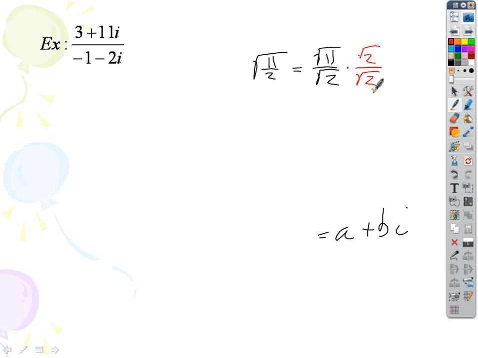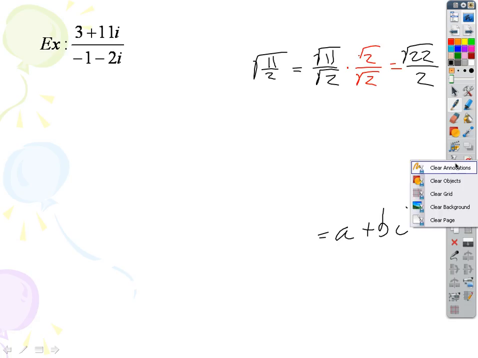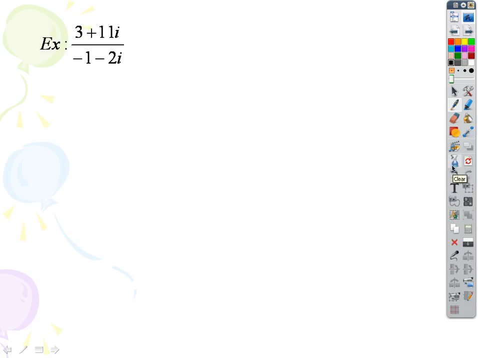Now, how do we do that with these guys? A little different. Instead of multiplying the top and bottom by a square root, we're going to multiply the top and the bottom by the complex conjugate of this number. So it's going to be the same complex number, only with a different sign between a and b. Here I've got a minus sign, so I'm going to multiply by the same number with a plus sign. So, that guy.